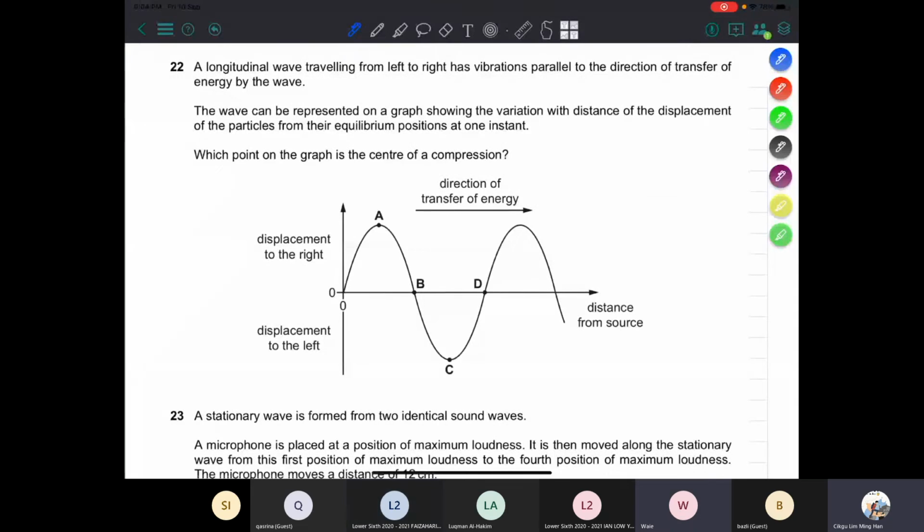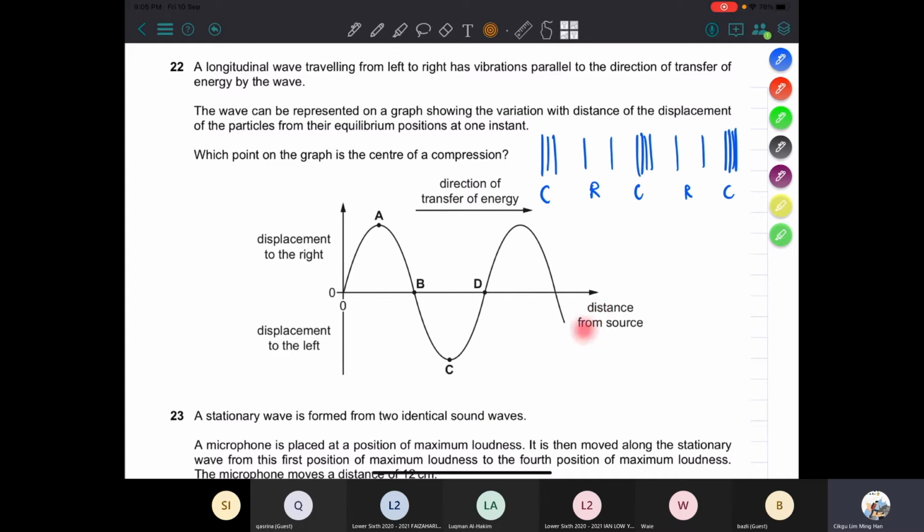Yes, okay, sir. 22. Good. Okay, 22. Let's look at 22. Longitudinal wave has compression, rarefaction, compression, rarefaction, followed by compression. Compression, rarefaction, compression, rarefaction, compression. So let's continue. Left to right is the vibration direction. The wave can be represented in a graph. Which point is the center of the compression?